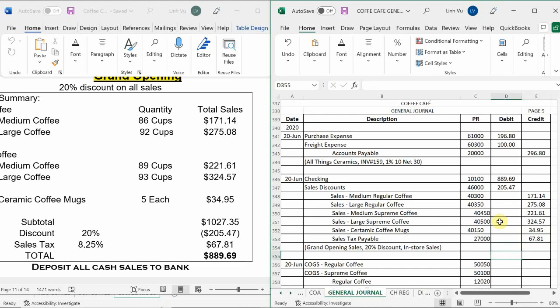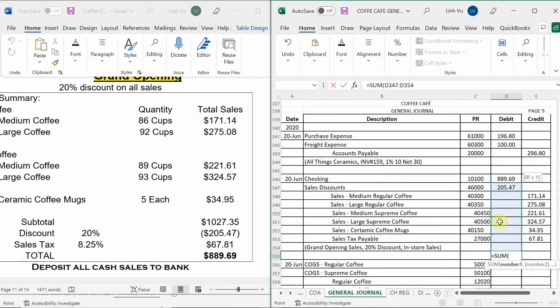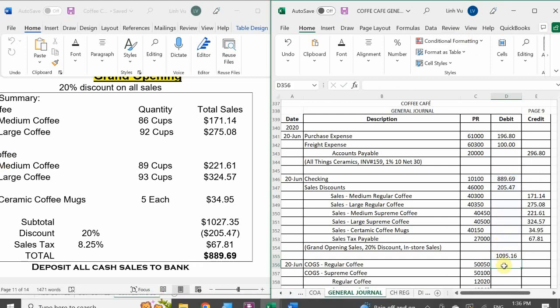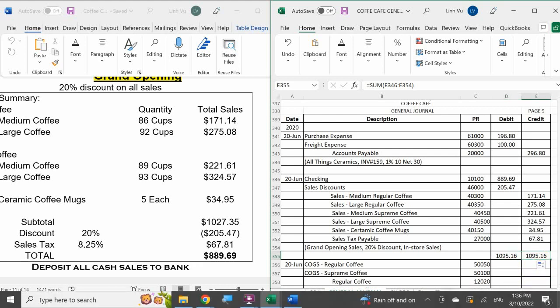Okay, let's run my formula. So I got 1,095.16 on the left versus 1,095.16 on the right. So in this case, no typos.